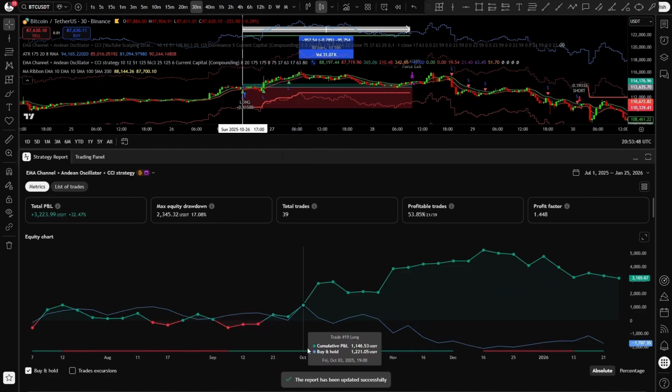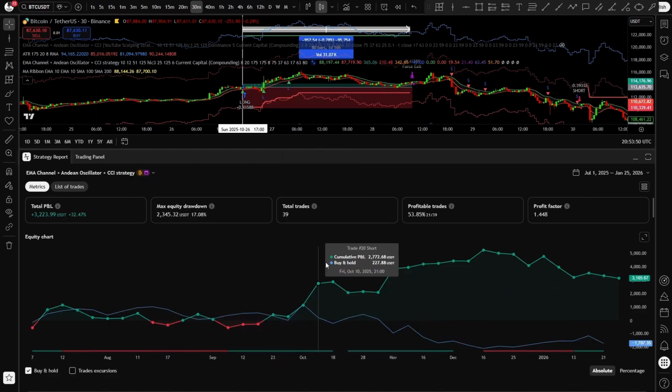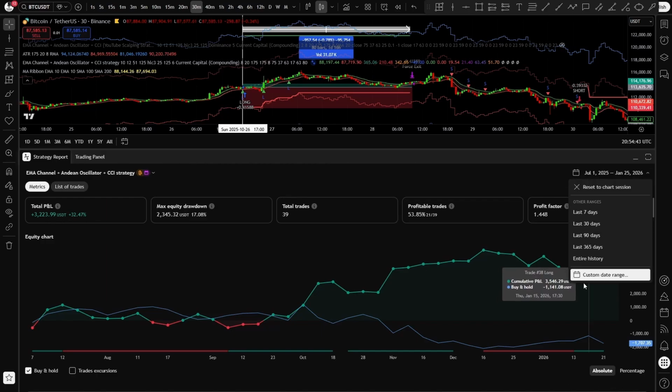And as you can see in the after optimization date range, the strategy is still profitable. We got around the same profit factor, around 50% win rate, 39 trades, a 17% maximum drawdown, and 32% net profit. But of course, even after this, I recommend to monitor at least for a few months how the strategy performs. Okay, and now let me show you the entire history.